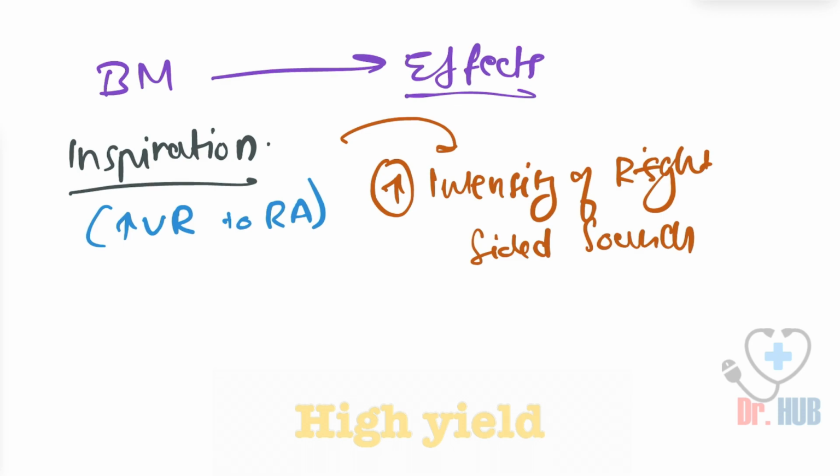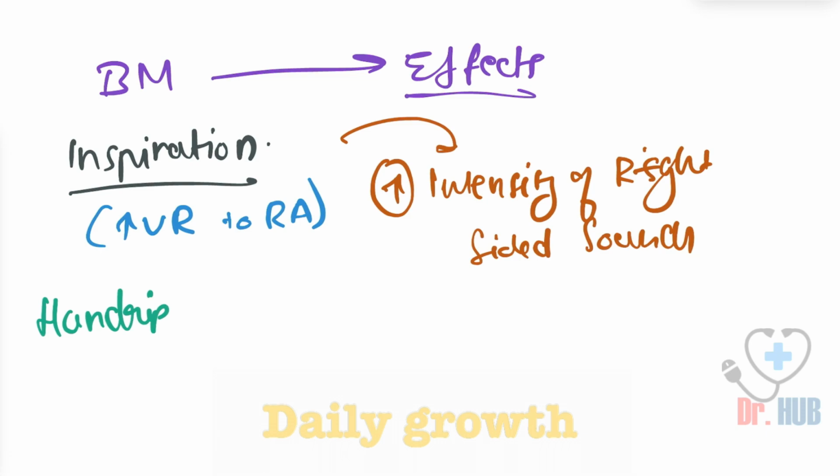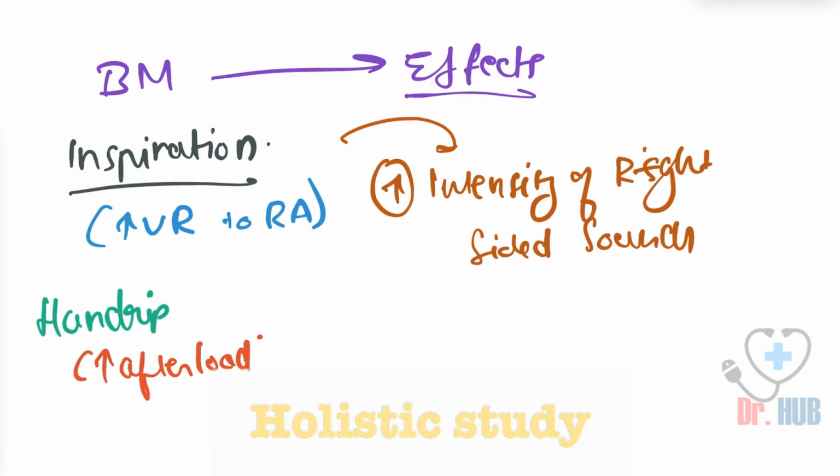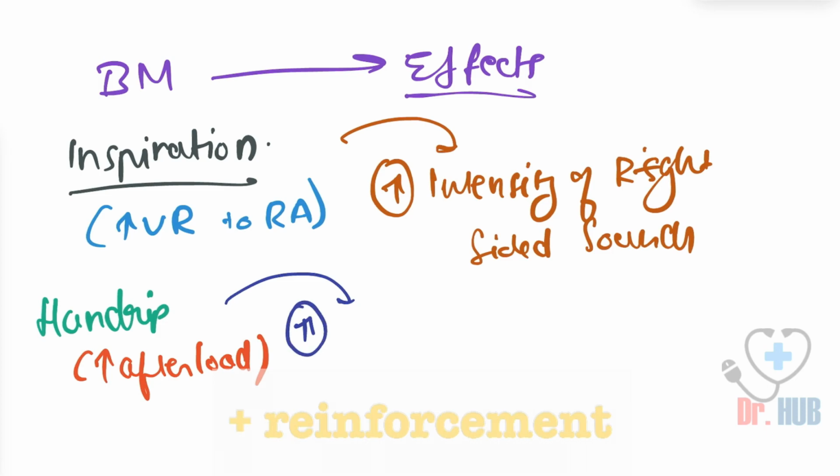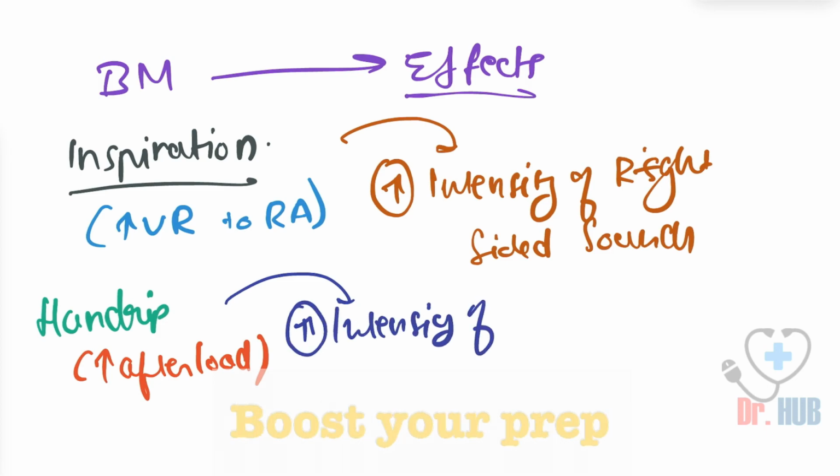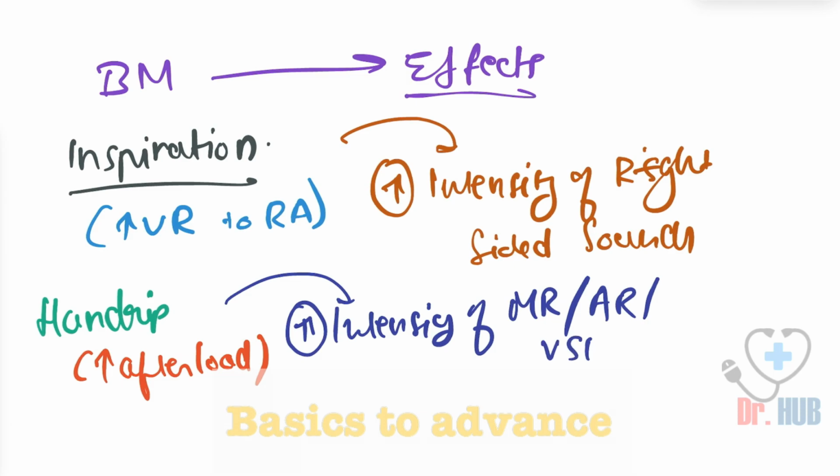Next we'll look at the hand grip. What is special about the hand grip? In the hand grip there is an increase in the afterload. Because of the increase in the afterload, there is an increase in the intensity of the MR, the AR, as well as the VSD murmurs.